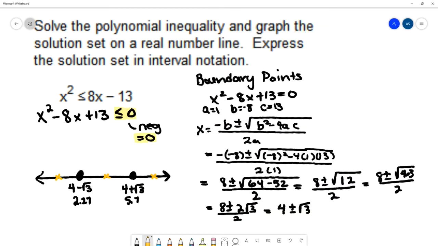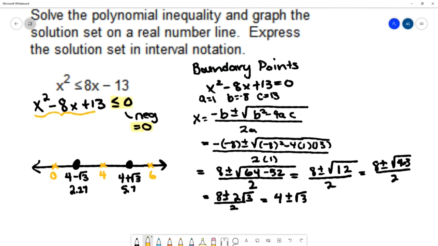So now I can be more careful about my test points. I need to pick something that is less than 2.27, and 0 is a good choice there. I need to pick something that's in between 2.27 and 5.7. Let's pick 4. And I need to pick something that's greater than 5.7. Let's choose 6. And we're going to substitute those test points into our polynomial or quadratic. So for x equals 0, we get 0 squared minus 8 times 0 plus 13. And that works out to be 13. So in this interval, we have positive y values.